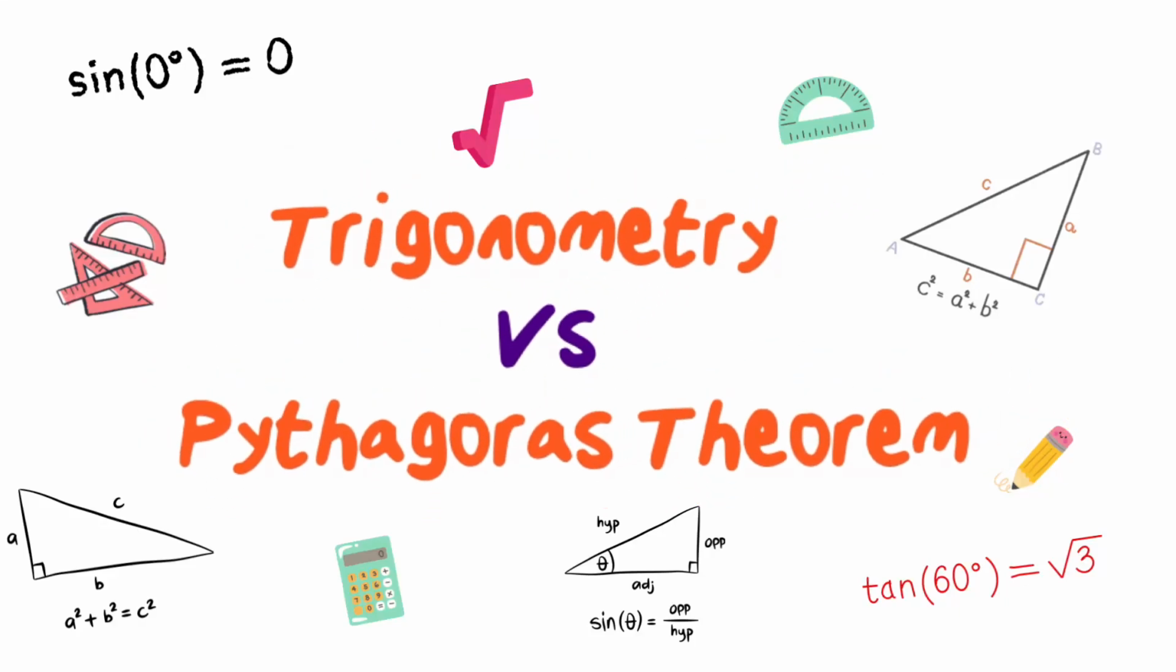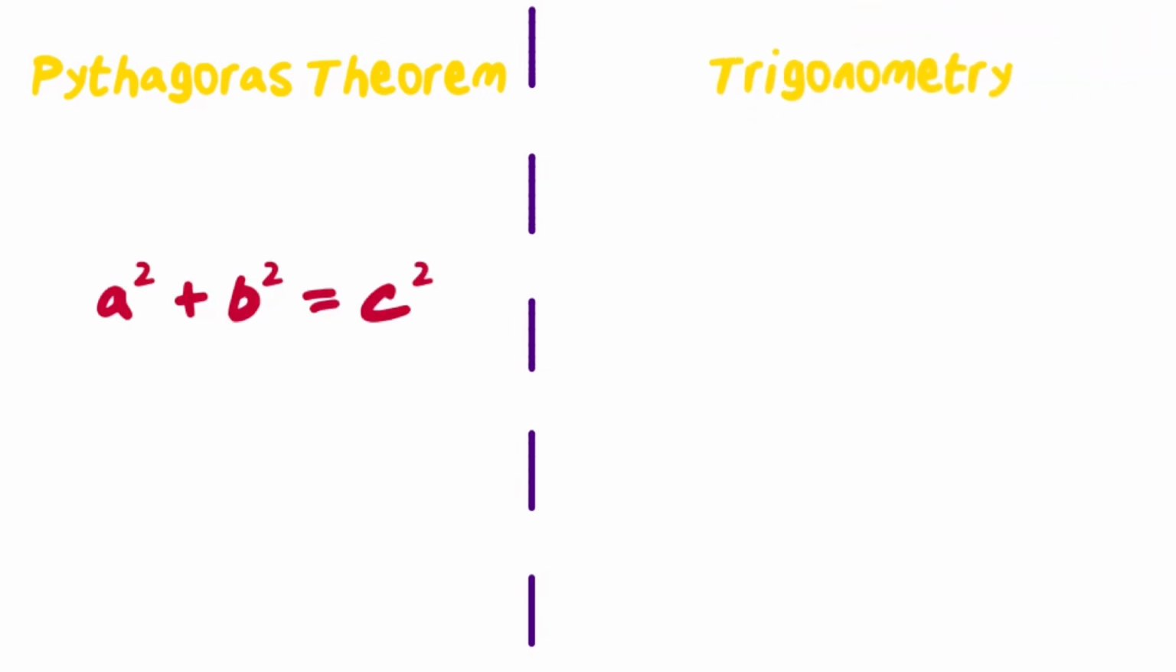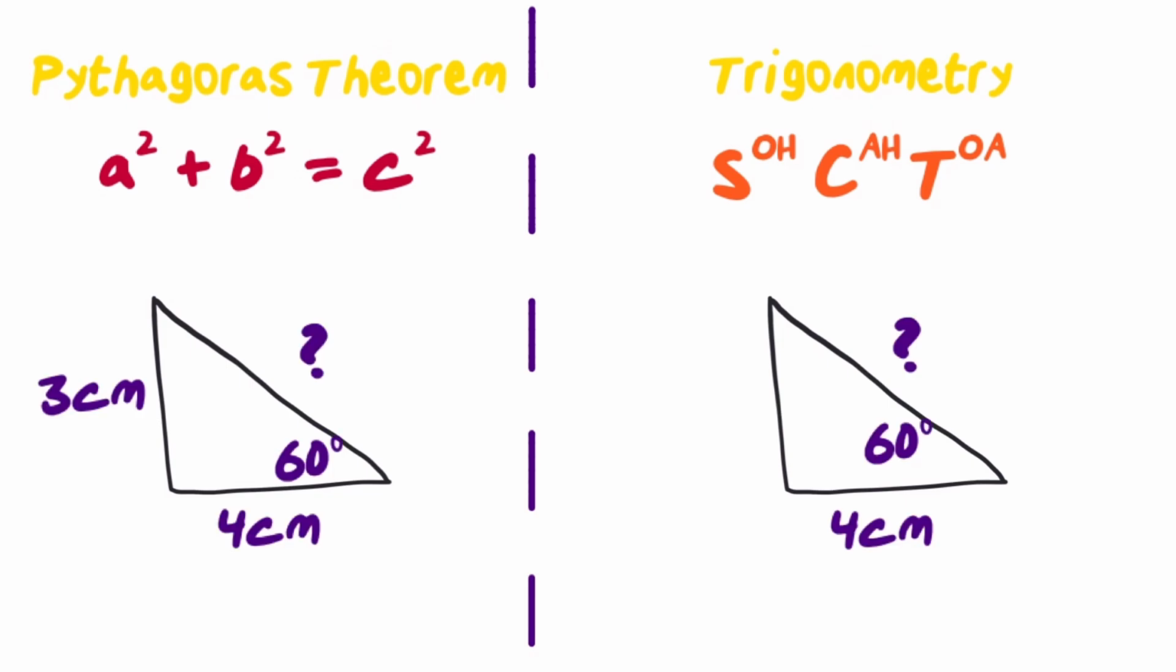Trigonometry versus Pythagoras Theorem. The common mistake is you know the formula, but you're just not sure of when to use them. Let's find out the difference between them. So Pythagoras Theorem and Trigonometry. The formula for Pythag is a squared plus b squared is c squared, and for trig we use SOHCAHTOA. They're both used only for right angled triangles.